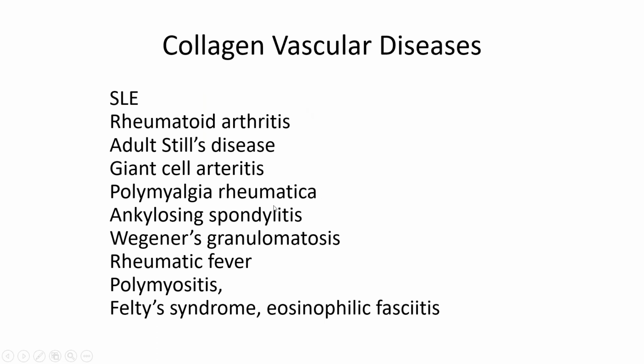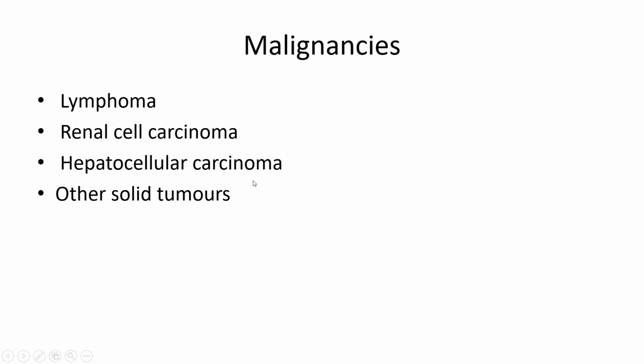For example, polymyalgia rheumatica, polymyositis, there may just be severe myalgias and a fever. So you should be able to identify these conditions. Many malignancies present as fever, the most important being lymphomas, but there are also certain solid tumors, for example, renal cell carcinoma and hepatocellular carcinoma, which just present as fevers.